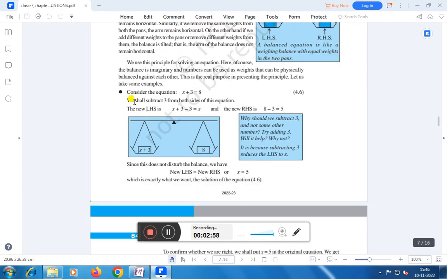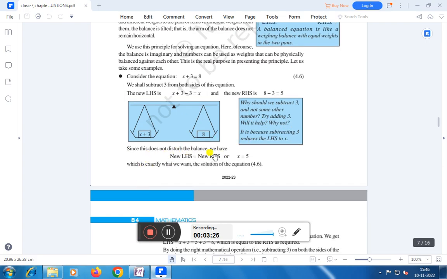Here, consider one equation, x plus 3 is equal to 8. We shall subtract 3 from both sides of the equation. x plus 3 minus 3 is equal to x, and the new right hand side is 8 minus 3, which is equal to 5. Why should we subtract 3 and not some other number? Try adding 3. Why not? Since this does not disturb the balance, we have new left hand side equal to new right hand side, and x is equal to 5. Right? 5 plus 3 is 8, and it is also 8.